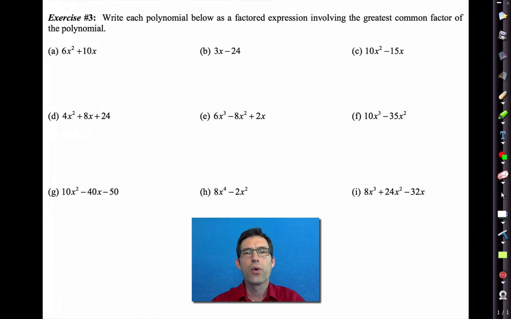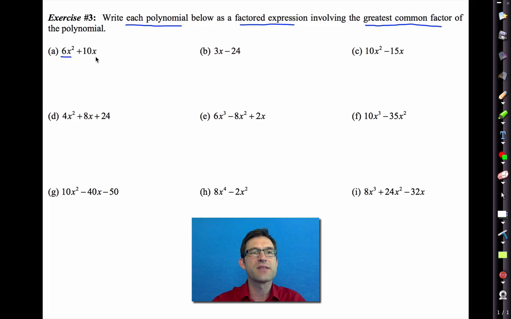So now we're going to go back to the first thing that we did, and we're going to start to write each polynomial below as a factored expression involving the greatest common factor of the polynomial. All right, so watch how we're going to do this.